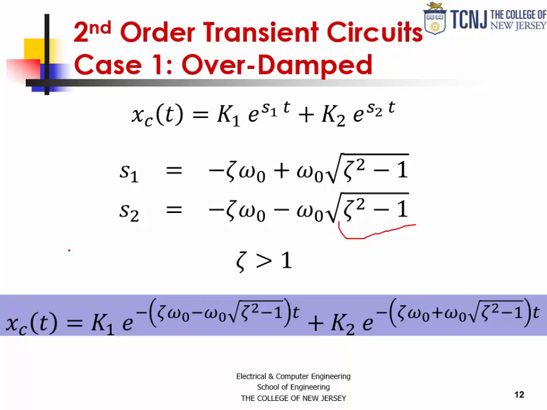And the general equation for the solution is going to be k1 times e to the minus s2 times t plus k2 times e to the minus s1 times t.